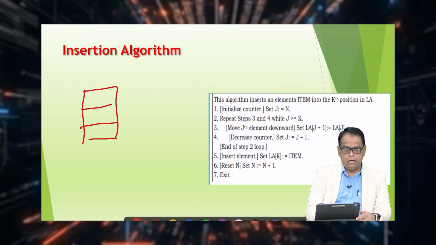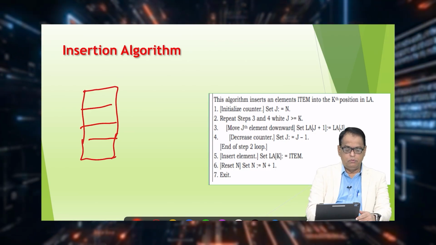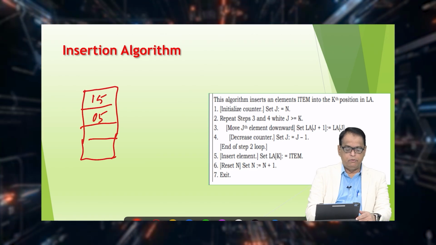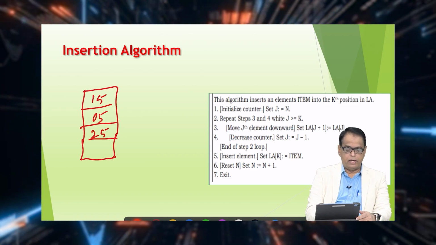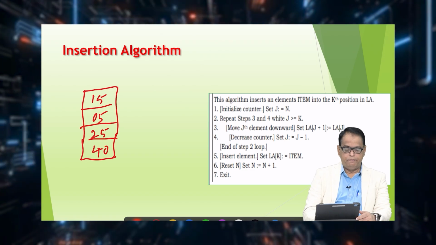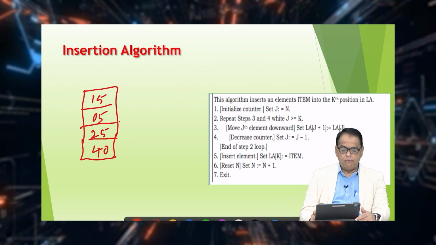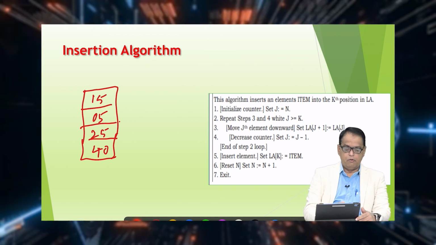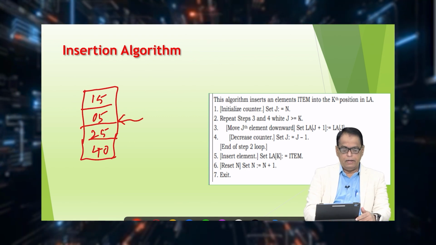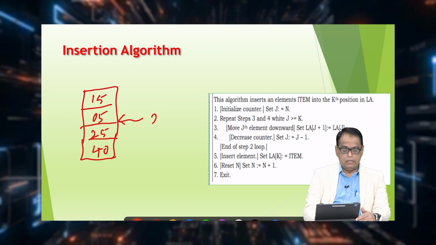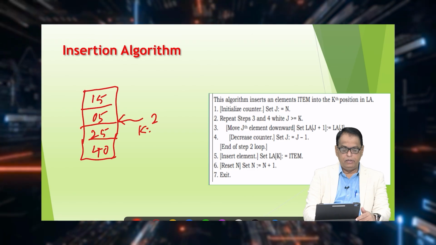Let us understand it by taking some examples. Suppose we have been given an array where there are 4 elements. The first element is 15, the second element is 5, the third element is 25, and the fourth element is 40. So this is my original array, consisting of only 4 elements. Now I want to add a new element in the array, and my position will be after the second, so my k will be 2.